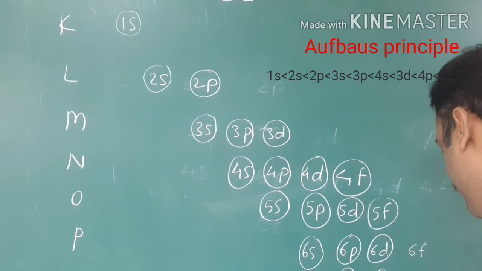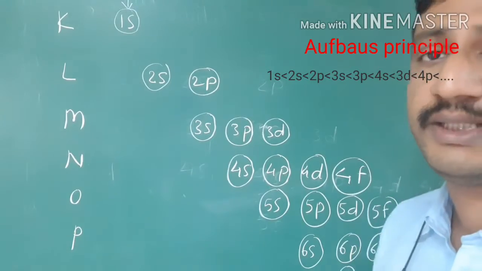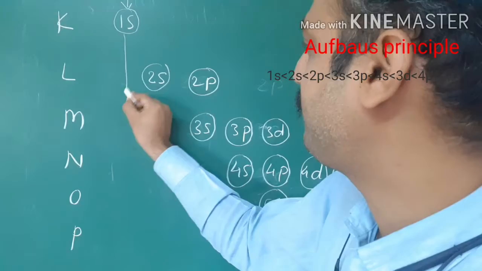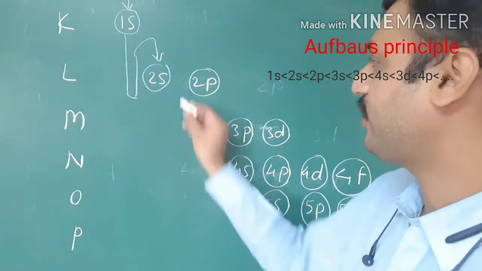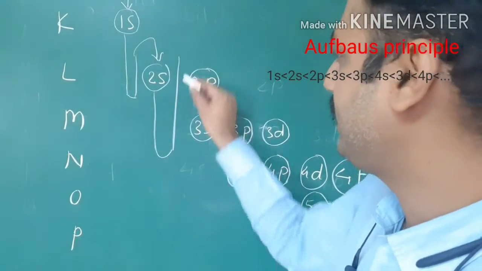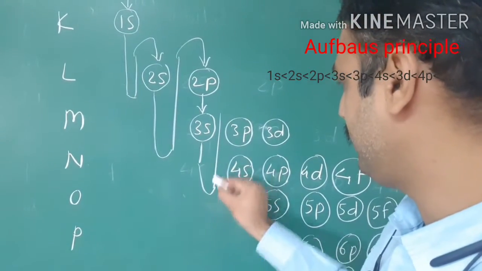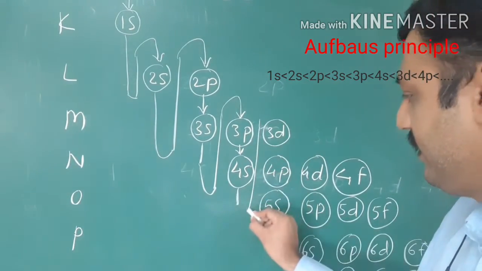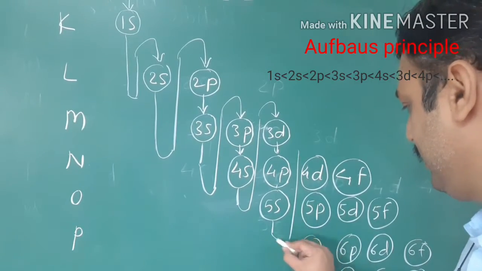What is the sequence of filling of electrons? First of all, we should fill the electron in the 1s subshell. We know that the capacity of s subshell is 2 electrons. Once the s subshell is filled completely, then electrons are to be filled in the 2s subshell. Later on, once the 2s is filled completely, the next electrons are to be filled in 2p, then 3s, then 3p. After 3p, the electron should go into the 4s, then 3d, then 4p, 5s, and this is the sequence.